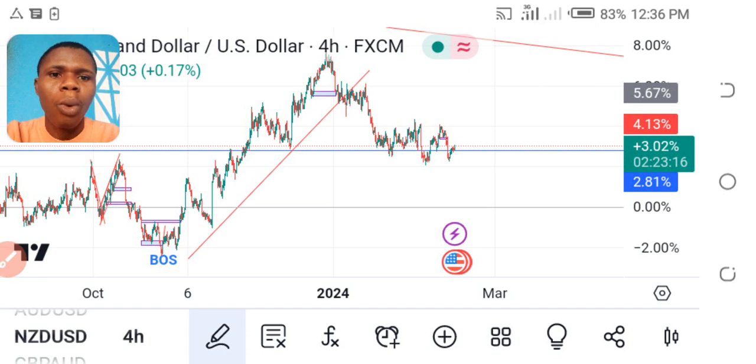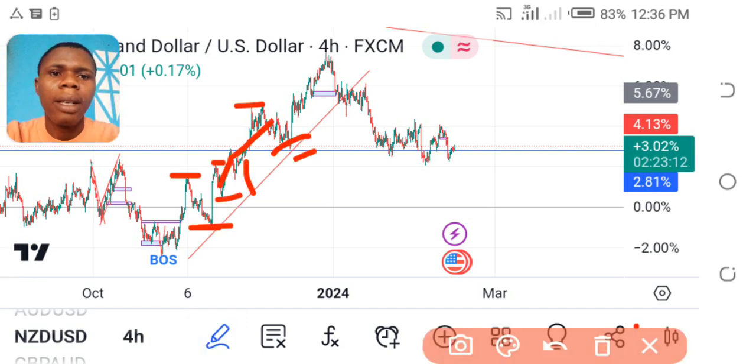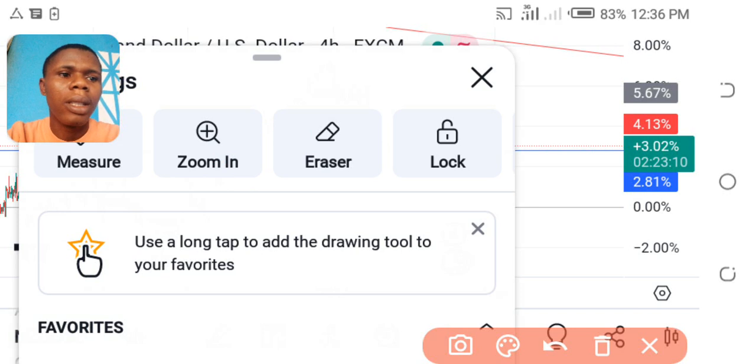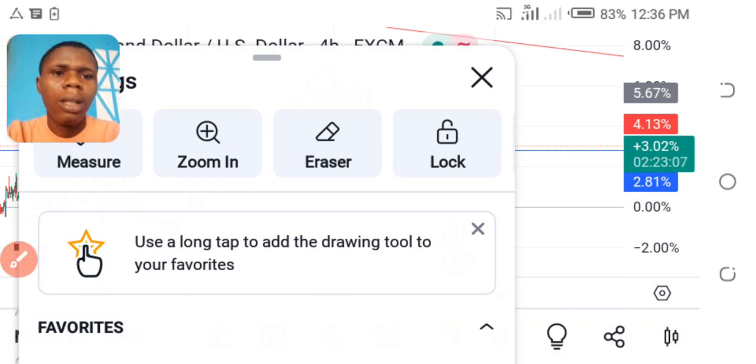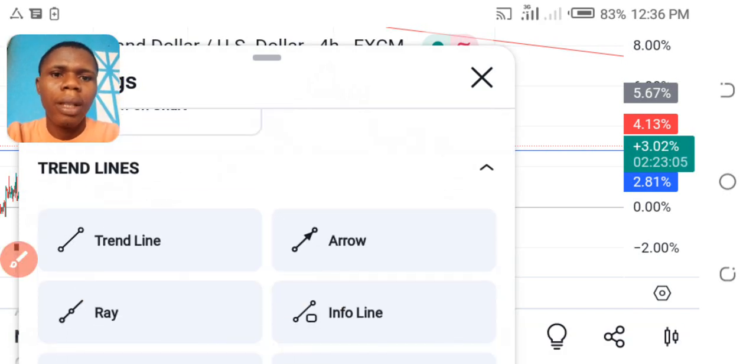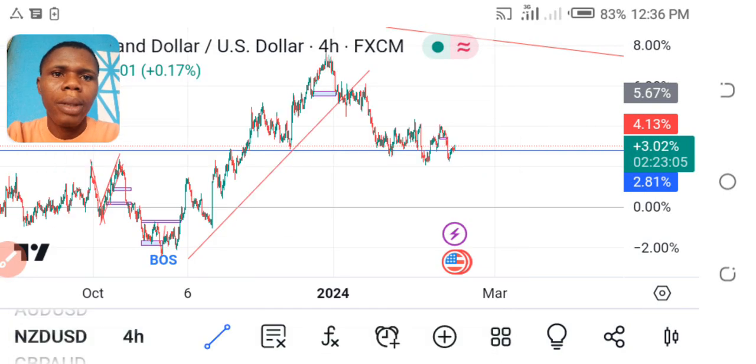Let's say we enter the market here. Okay, let me take this thing out. Okay, let me draw from here. We enter the market here.